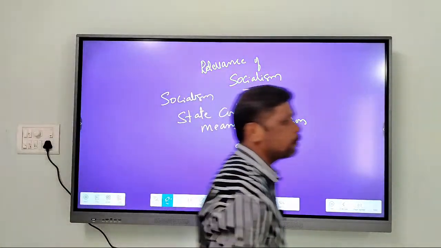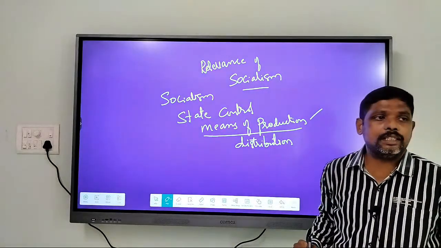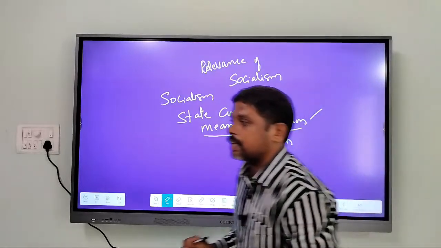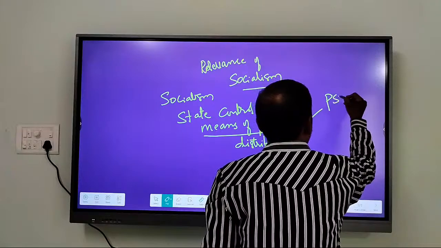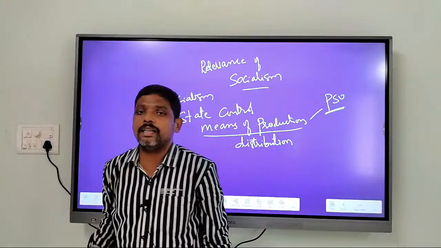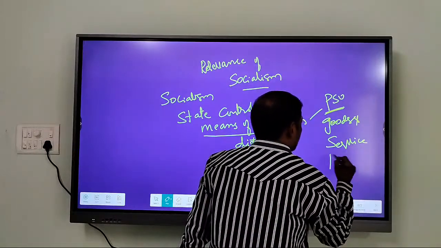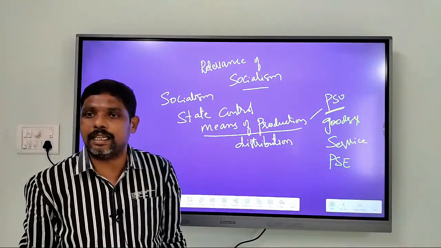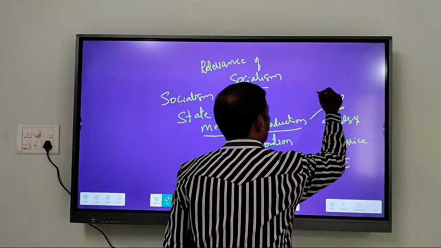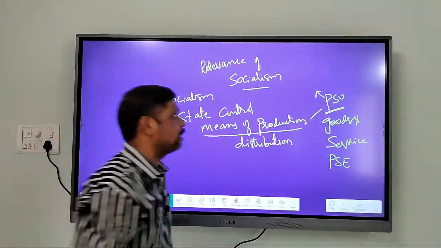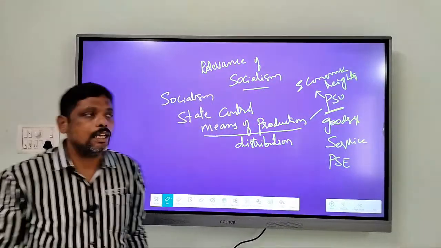Here, the means of production means all those public sector units which are involved in the production of goods and services. We also call them public sector enterprises. The other term that is used is the economic heights of the nation. So these PSUs are also regarded as the economic heights of the nation.